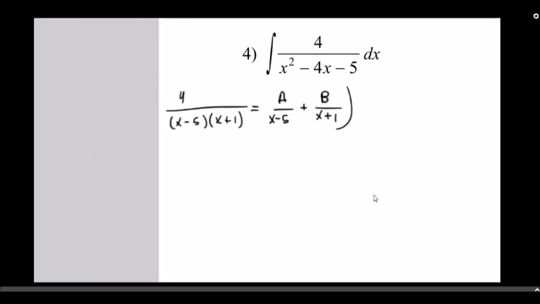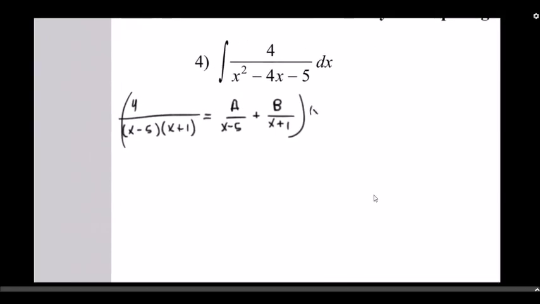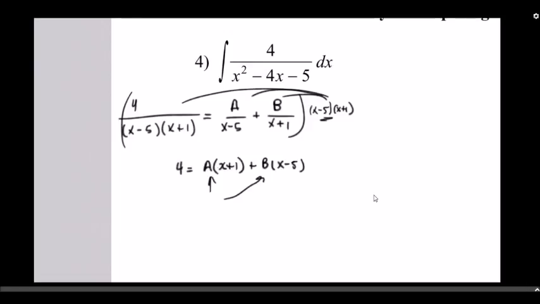And then the next step is to multiply the entire expression by the lowest common denominator, which is x minus 5 times x plus 1. And then this common denominator needs to multiply each of the fractions. And when it does, the denominators disappear. So what you end up with on the left side is 4, and now on the right side you're going to have A times x plus 1 plus B times x minus 5. Now what we're solving for is A and B. We need to find out the values of A and B.